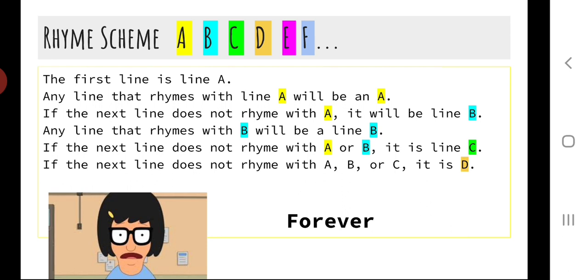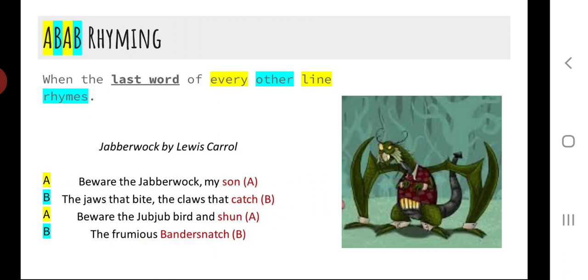So if you go to the next line and it does not rhyme with A, it becomes a line B. After that, any line that rhymes with line B in the stanza is also a line B. If the next line doesn't rhyme with A or B, it is line C. And so on and so forth based on your need. But that is just how we mark it so that we can see it and understand it. I'll give you some examples.